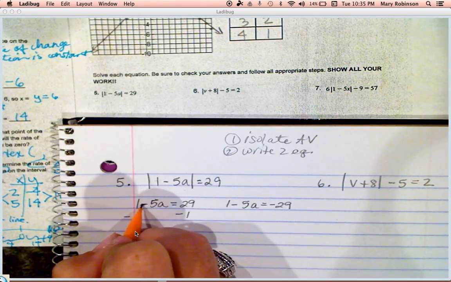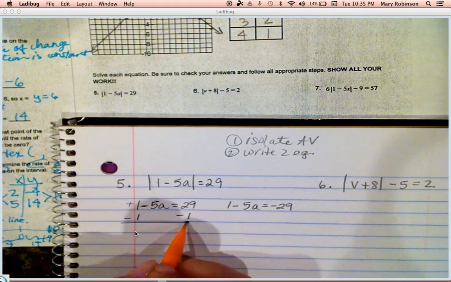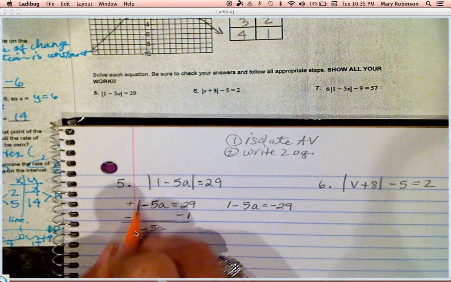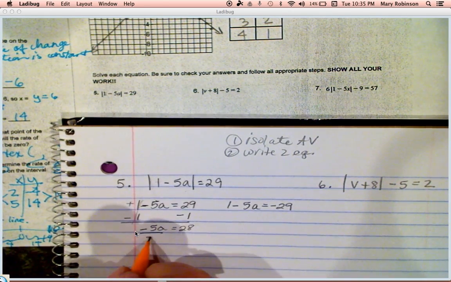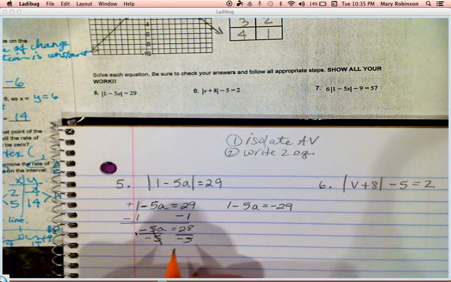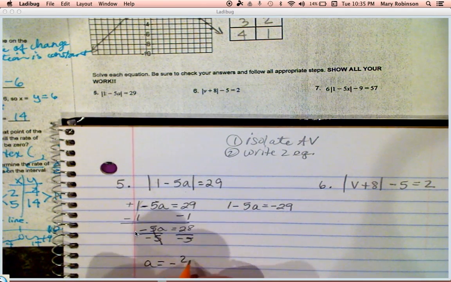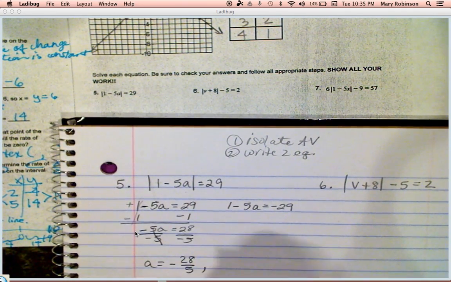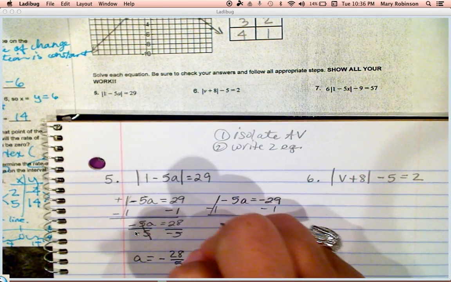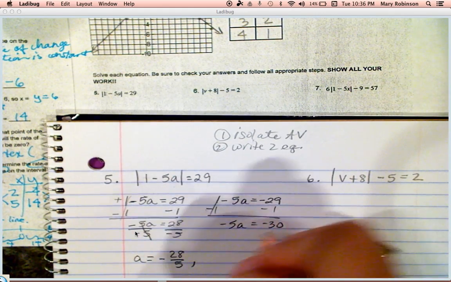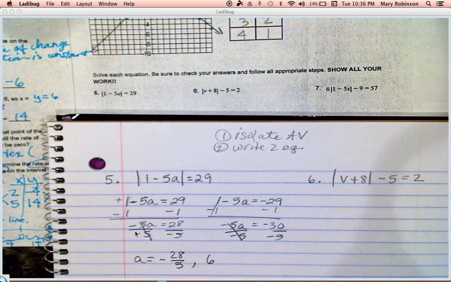Please don't get caught up in this minus sign thinking you're supposed to add 1. The 1 is positive, so you do have to subtract it from both sides first. This zeroes out, so -5A is equal to 28. And then when we divide both sides by -5, we get -28 fifths. So that's one of our answers. For the second one, likewise, subtract 1. The difference over here is we're going to get -30. Divide both sides by -5, and A is equal to +6.